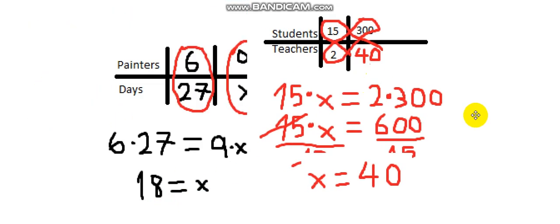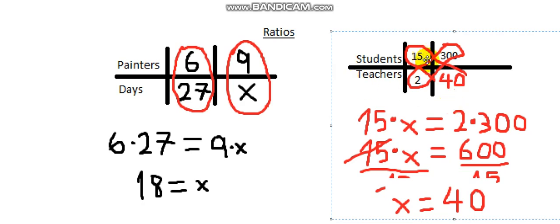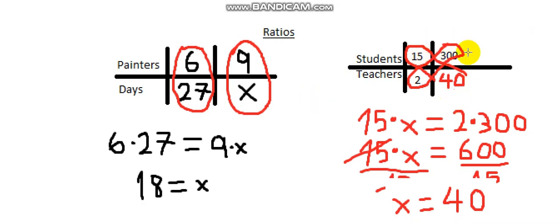So remember, when we have a normal ratio, like we had here, the cross products need to be equal, like this. But when it's an inverse ratio, these products need to be equal instead.